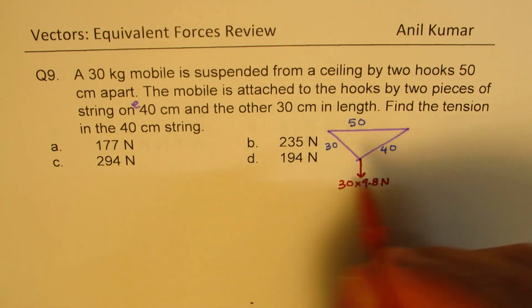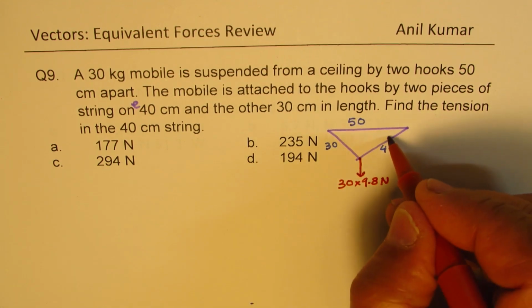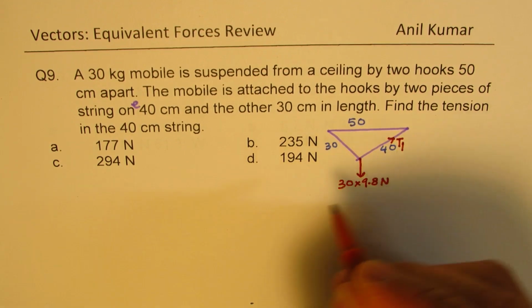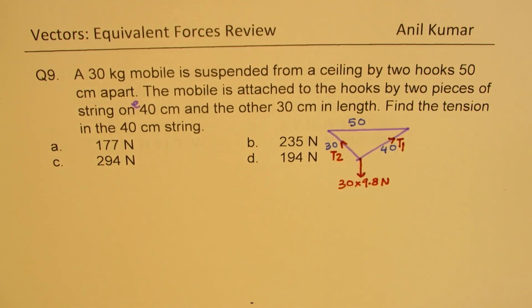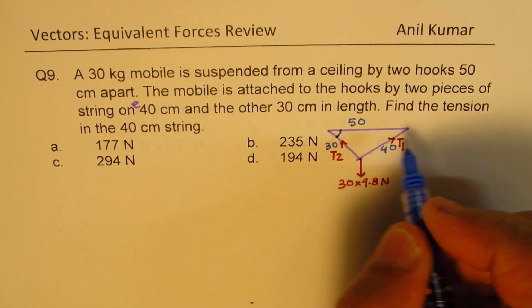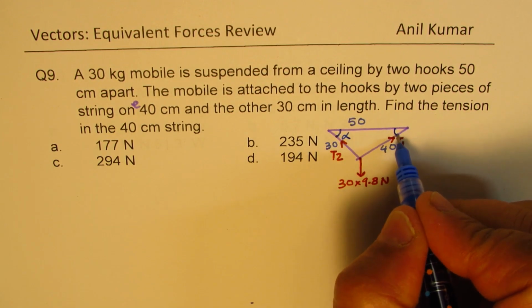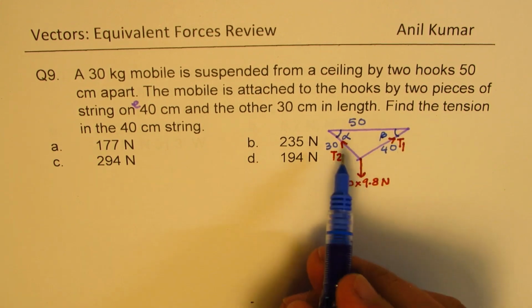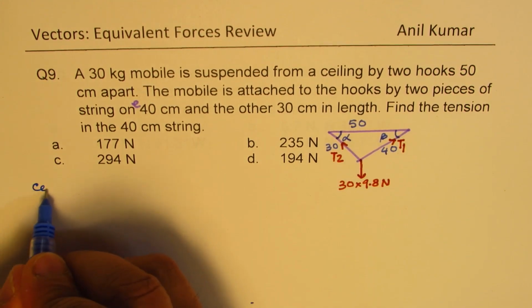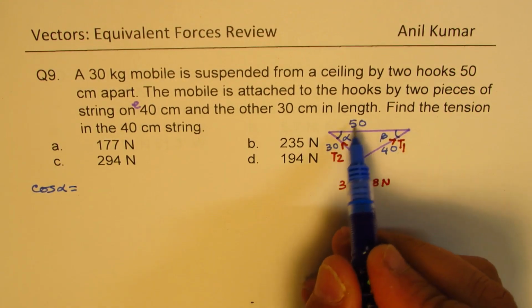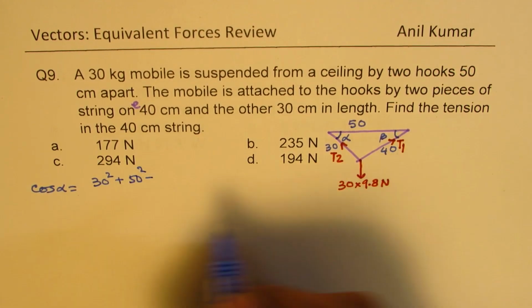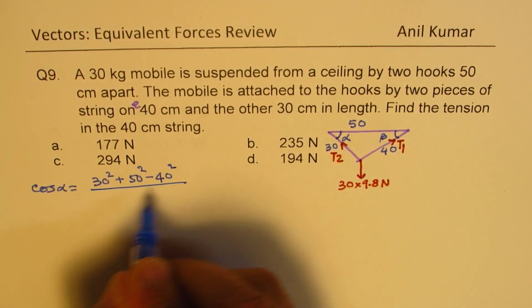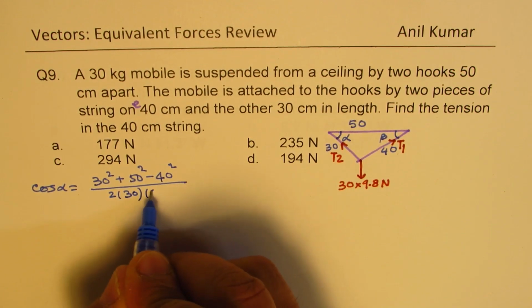And we need to find tension in this string. So the tension T1, let's call this as T2. We need to find what T1 is. So first let's figure out the angles. Let's call these angles alpha and beta. So to find alpha, we can say cos of alpha is equal to these two sides, which is 30 square plus 50 square minus 40 square divided by 2 times 30 times 50, right?